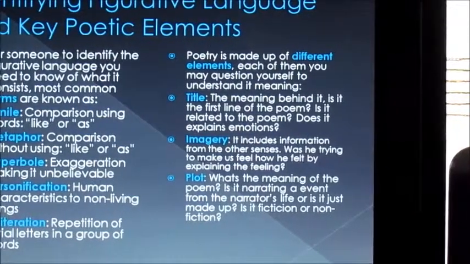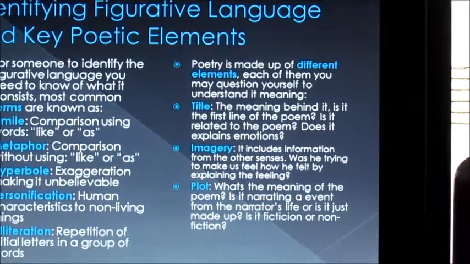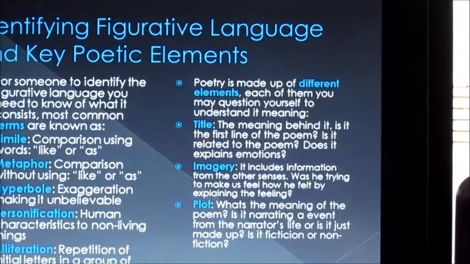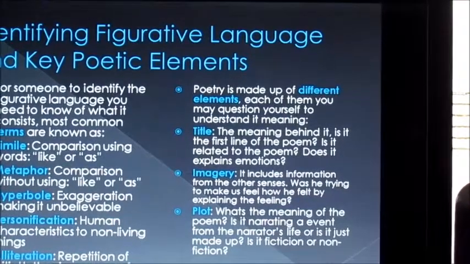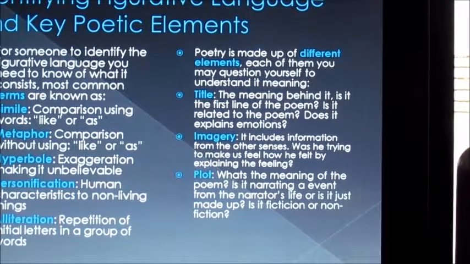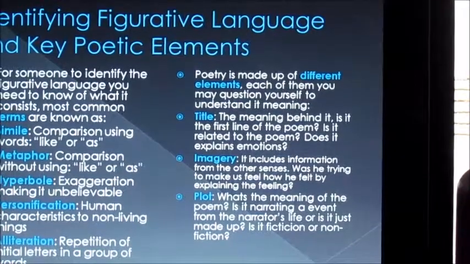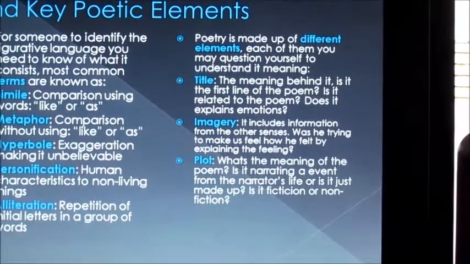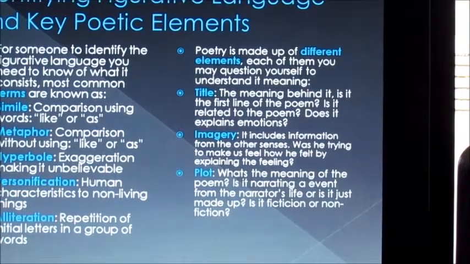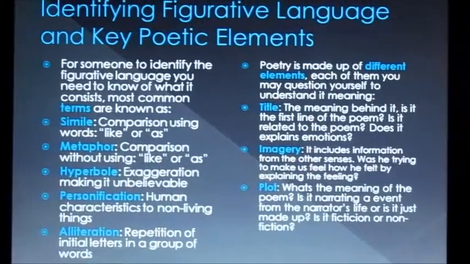Poetry is made up of different elements. For each of them you may question yourself to understand its meaning. Title, the meaning behind it: is it the first line of the poem? Is it related to the poem? Does it explain emotions? The imagery, it includes information from the other senses. Was he trying to make us feel how he felt by explaining the feeling? And the plot, what is the meaning of the poem? Is it narrating an event from the narrator's life, or is it just made up? Is it fiction or non-fiction?